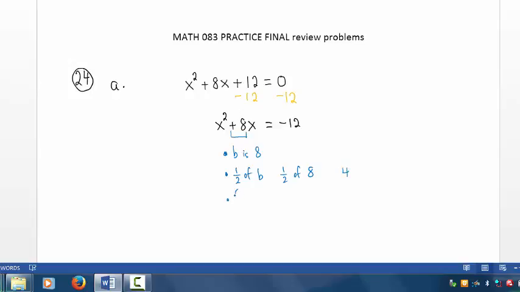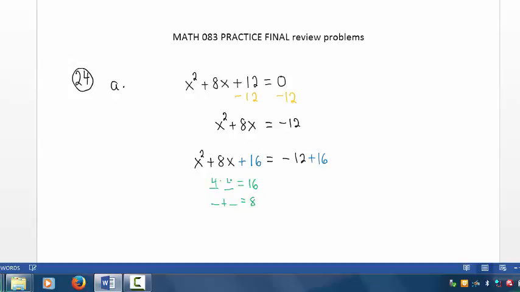And then we square half of b, so we square 4, which is 16. And this value of 16 we add to both sides of the equation. I add 16 to the left-hand side of the equation, I add 16 to the right-hand side of the equation. And now we're going to factor the left-hand side of the equation. We're looking for two numbers that multiply to 16 and add up to 8. Those numbers are 4 and 4.